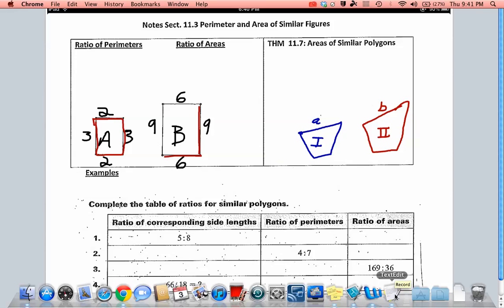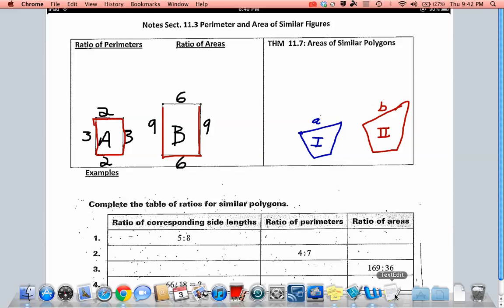Okay, section 11.3, perimeter and area of similar figures. If you think back to Geometry A, and even a little bit in Geometry B earlier on, we talked about similar figures. And when we talked about it, we talked about specifically a scale factor. So for instance, if I wanted to take figure A here, outlined in red, and scale it up to B, my scale factor would be 3.